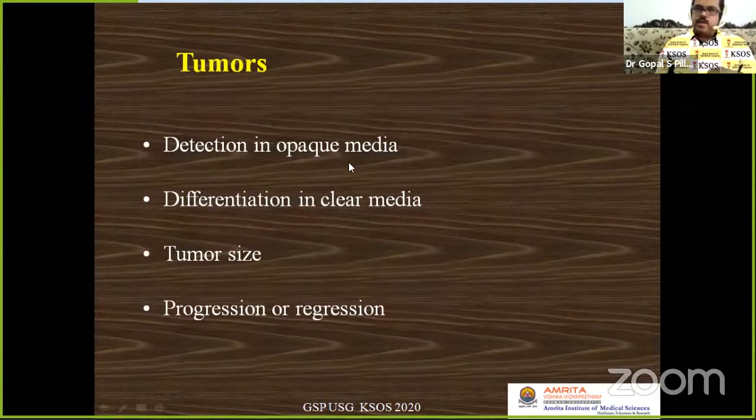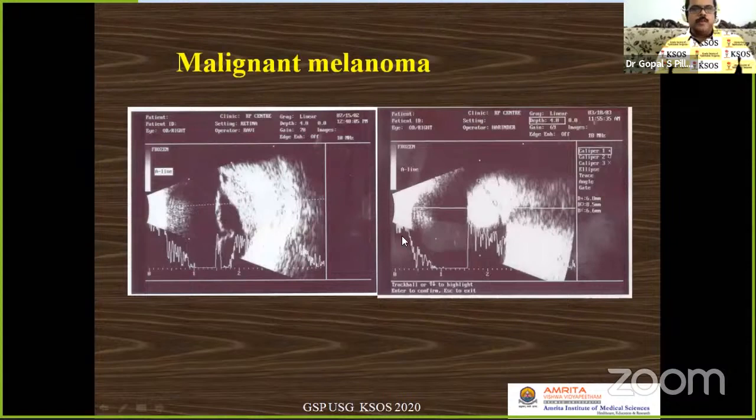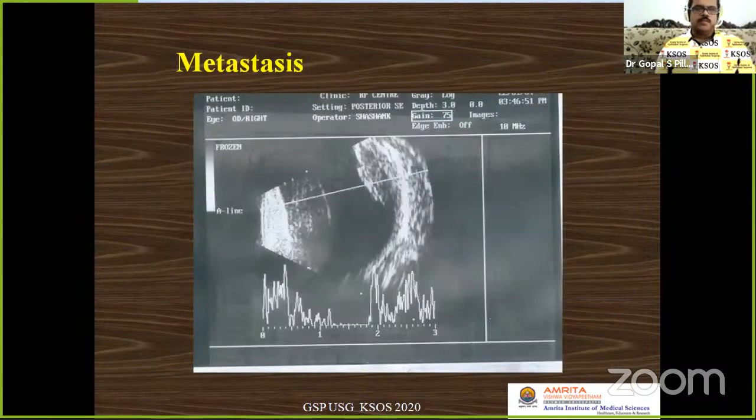And tumors, yes, it's very important. Detection of opaque media, as well as differentiation of tumors in a clear media, and also to understand the tumor size, the height, the base area, and whether the tumor is progressing or regressing with our treatment. So melanoma, metastatic cancer, hemangioma, retinoblastoma are some of the tumors. Malignant melanoma usually will have lower intralesional reflectivity. There will be some acoustic hollowing, and that will be seen in malignant melanoma, and it's usually a collar stud shaped lesion.